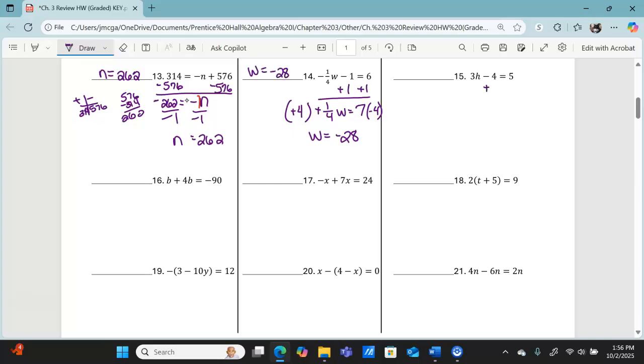On number 15, we add 4 to both sides. 3h equals 9. Divide by 3. h equals 3.